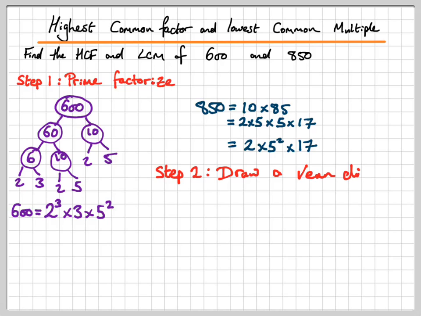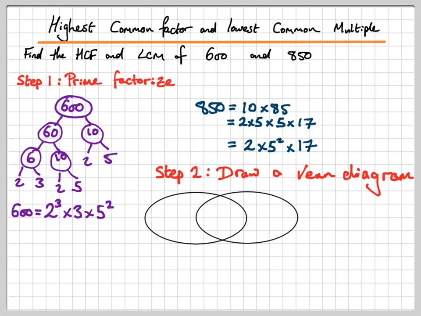Step 2, we're going to draw a Venn diagram. So I draw my two rings, write 850 next to one of them and 600 next to the other one. The first thing I've got to do is consider which factors these numbers have in common, the 600 and 850, which prime factors, and they'll be written in the middle. So as I look at the numbers, I can see they both have a 2 in common, and they also both have a 5 squared in common, so I'll write that in to begin with.